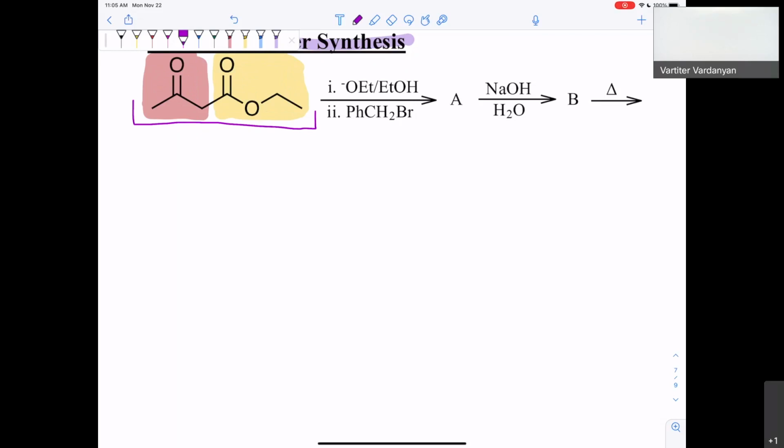I mean, I lied to you. I'm so sorry. Beta. And the reason they're beta is because if you start from the carbonyl on the left, we have alpha, beta. And if you start with the carbonyl on the right, this is alpha, this is beta. So we can say their relationship to one another is beta. And then we can say the carbonyl on the left is a ketone. So we're going to say it's a beta keto. And then the functional group on the right is an ester. So we're going to say it's a beta keto ester. I know that's a mouthful.